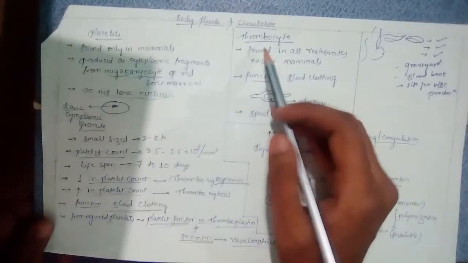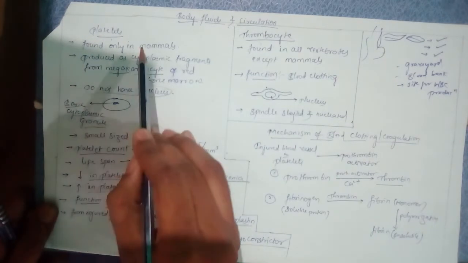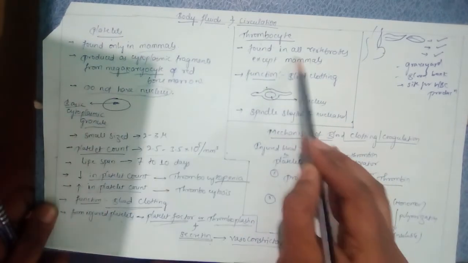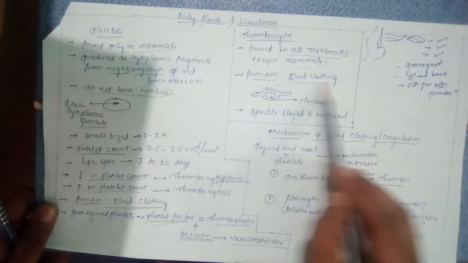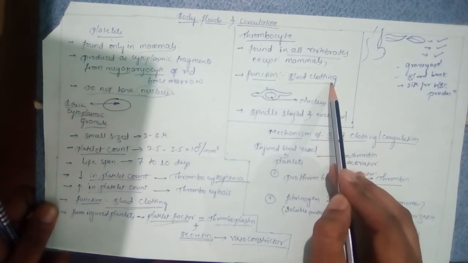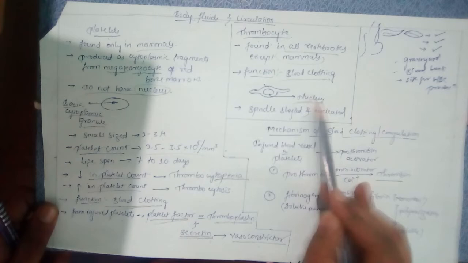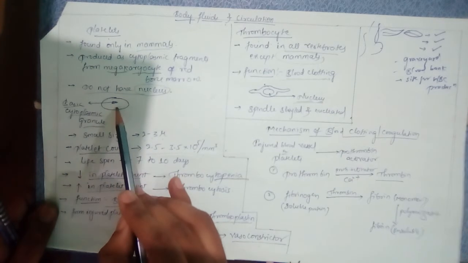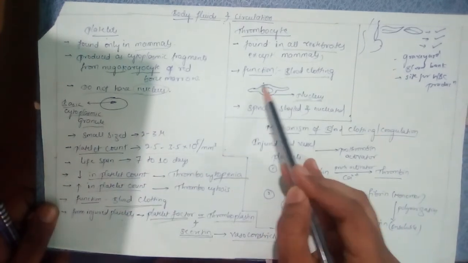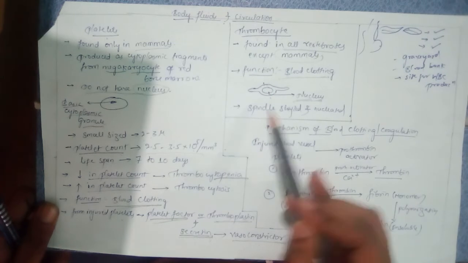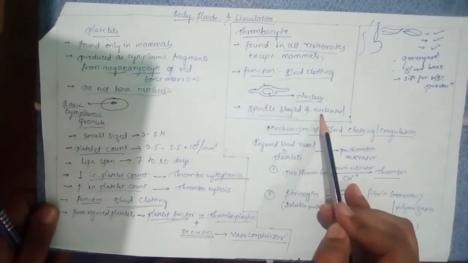Here, the difference between platelet and thrombocyte is, one, platelets are found in mammals, while thrombocytes are found in all vertebrates except mammals, but the function is the same, that is clotting of the blood. And one more difference: it is nucleated. In our platelets there is no nucleus, but thrombocytes have a nucleus, and because of that nucleus it is a little spindle shaped. It is spindle shaped and nucleated.